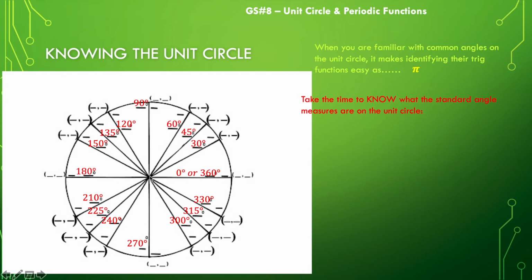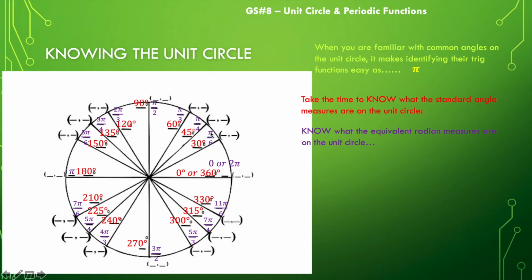These are pi over 4, right? Because 45 degrees out of 180 degrees is 1/4 of pi. And these 60-degree angles are going to be pi over 3. Again, 60 degrees divided by 180 degrees is 1/3 of pi. So you can just memorize those. But let's go ahead and count through, okay?